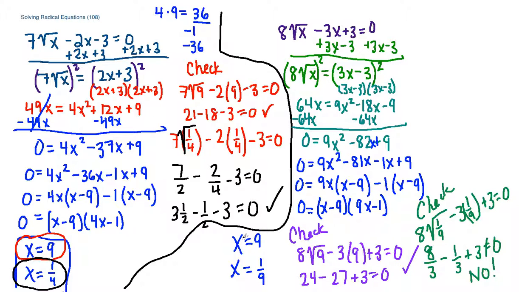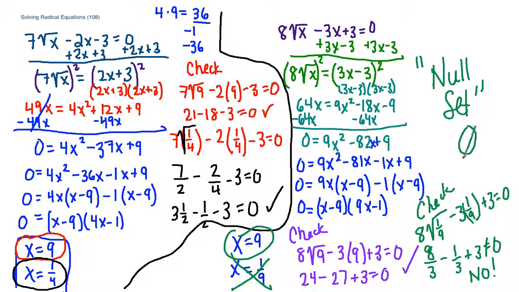No. So this is an answer, x equals 9. This is not an answer. This is an extraneous solution. And sometimes you get no answer, and then your answer is the null set. So you would write just null set, or you could write the symbol like this. But in both of these examples, we did get answers, which is fantastic.